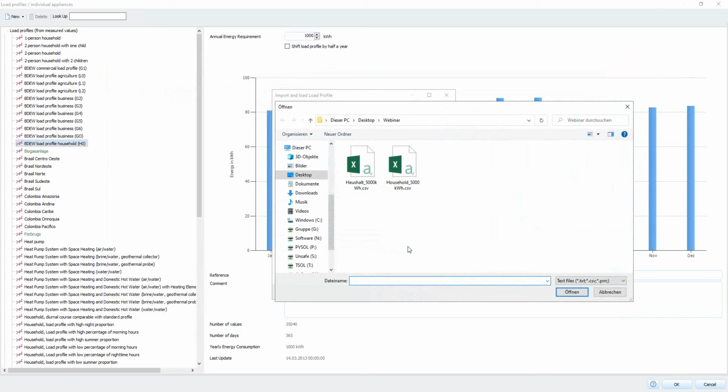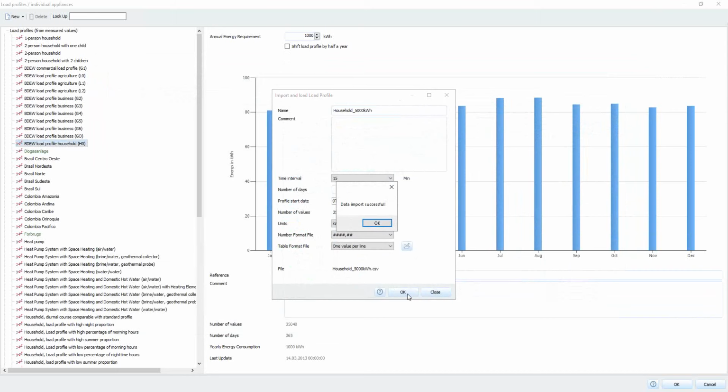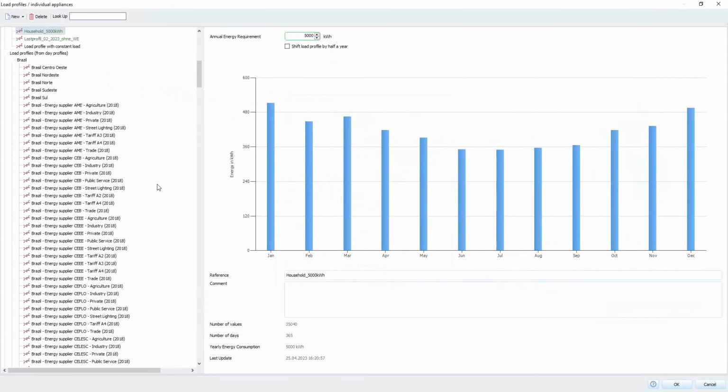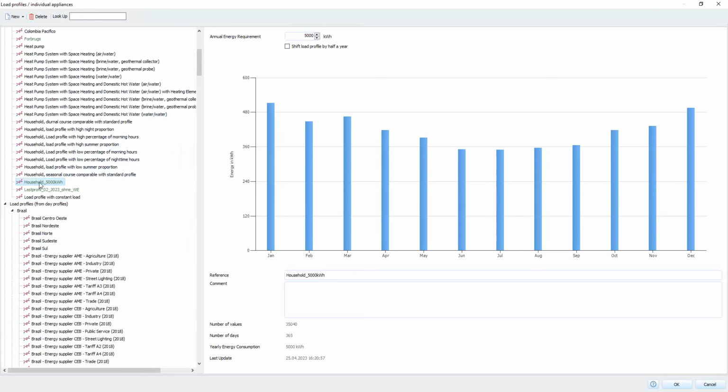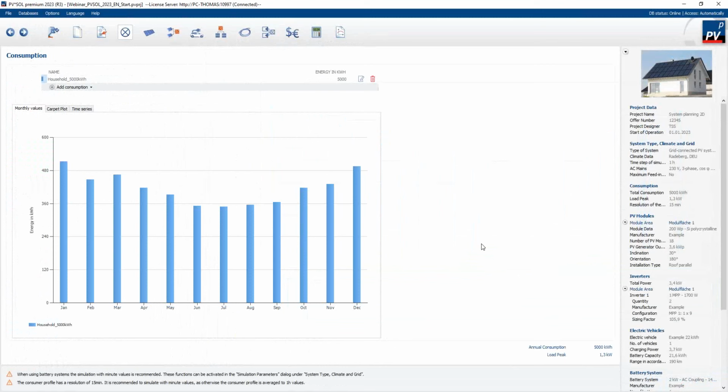Okay, now we have to select our file. And if we have done this and press OK, and we have defined everything fine, we get the message data import successful. And here we are. This is our new profile. It also remains in the database. So if you plan a similar system in the future, then you could also use this and overwrite the annual energy requirement. This also would be possible. Okay, now we press OK, and then it's adapted into our planning. It's also possible to select more than one profile. For example, this is for the household, and you could also select one for the heat pump, etc.